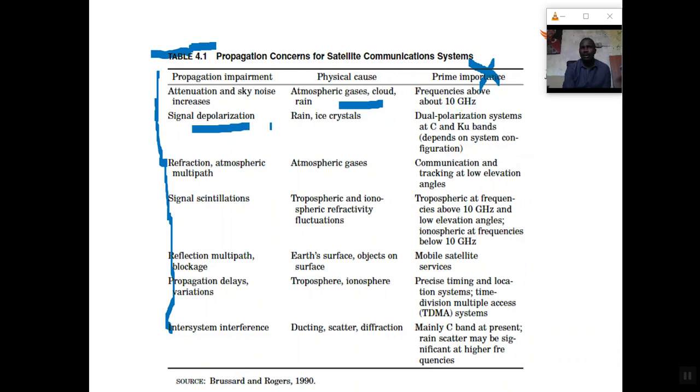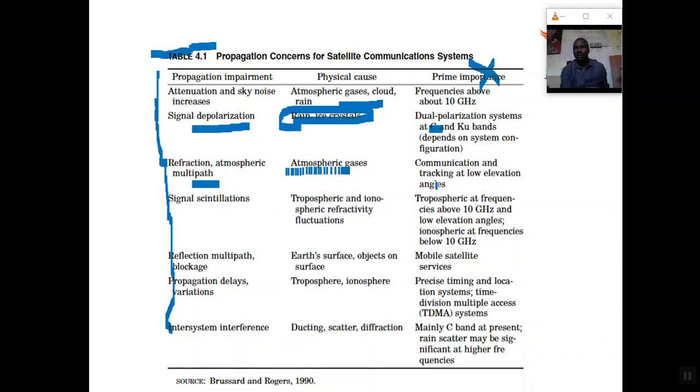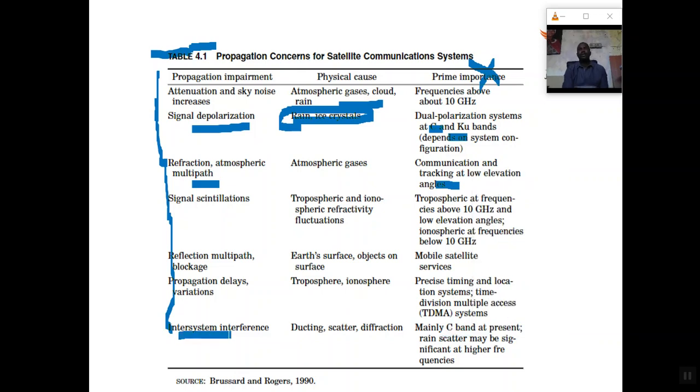Signal depolarization is caused by rain. Where do you think this will happen? If it's rain, it should be in the atmosphere, right? So that affects C and Ku bands. Refraction, atmospheric multipath, is caused by gases, and it affects communication where the tracking is at lower elevation angles. So what you need to know is what impacts the Ku band. You should see the greater impact is on signal depolarization. If we look at C band alone, inter-system interference. So be able to understand that table.